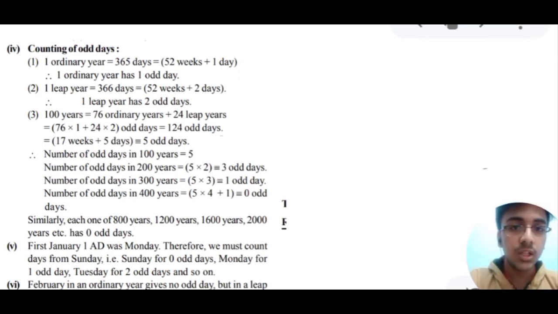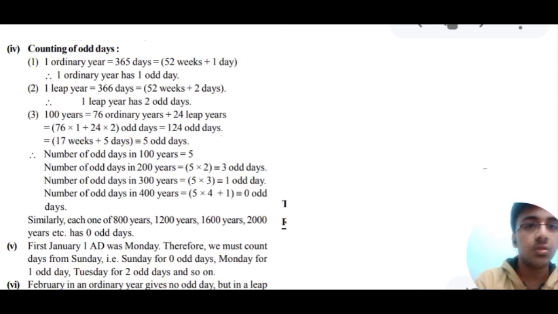Therefore, we must count the days from Sunday. Okay, that is Sunday for 0 days. Sunday is 0 days. First day is Monday. I told you, first day is Monday. Don't start the week with Sunday. Sunday is 0. If you are dividing anything and you are getting 0, that means Sunday. If you are dividing and you are getting 1 odd day, that means Monday. I'm talking about when it's starting from the starting of the world. If the question is like, what was the day on 17 August 2004, we need to count it from the first day of the year.